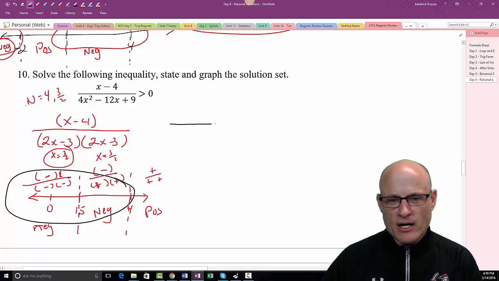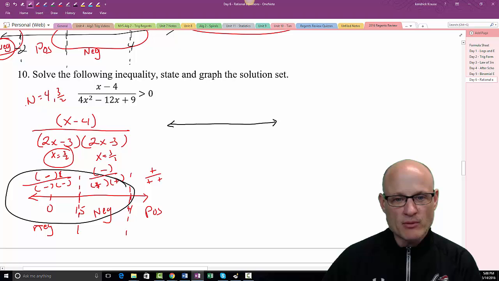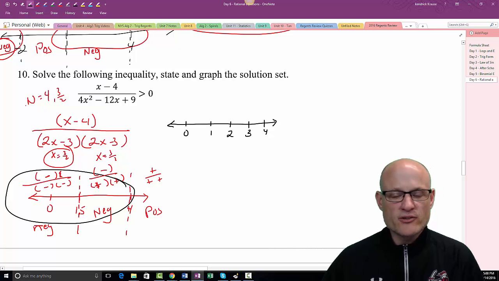So I've got a little bit of a problem. This is an incredibly difficult problem. Not really. 0, 1, and I'll put, was it 4? 4 over here, 3 and 2. So here's the problem.